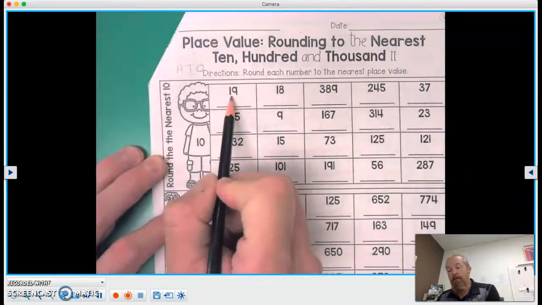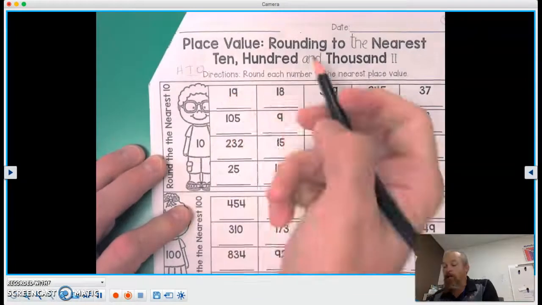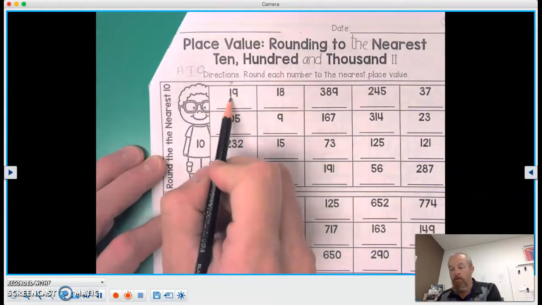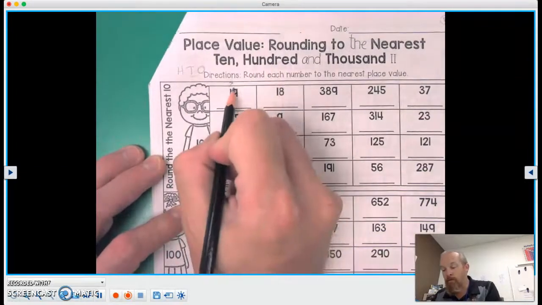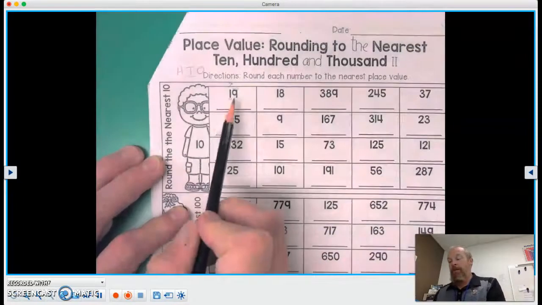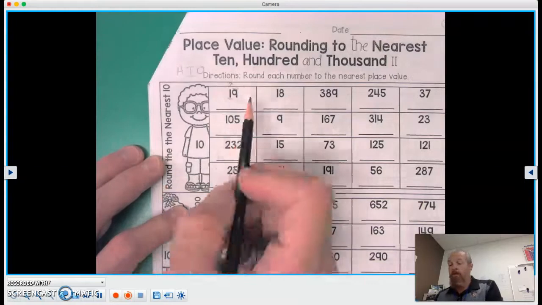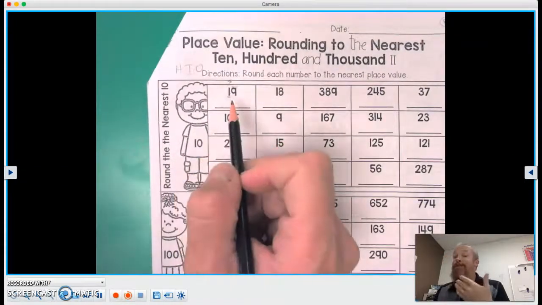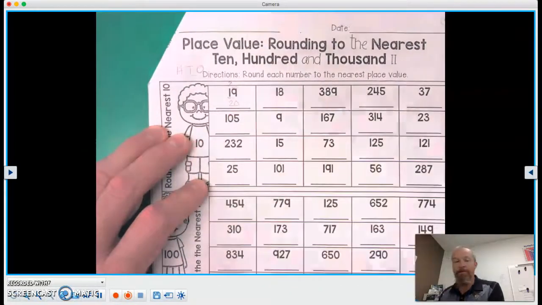So let's start with our number 19. We locate our tens column first, which is our 1, and then we look next door. We're either going to raise the score or let it rest, so we look at the 9. The 9 says 5 or more, raise the score. Since we're going up, the next number above a 1 is a 2. So that is going to be the number 20.